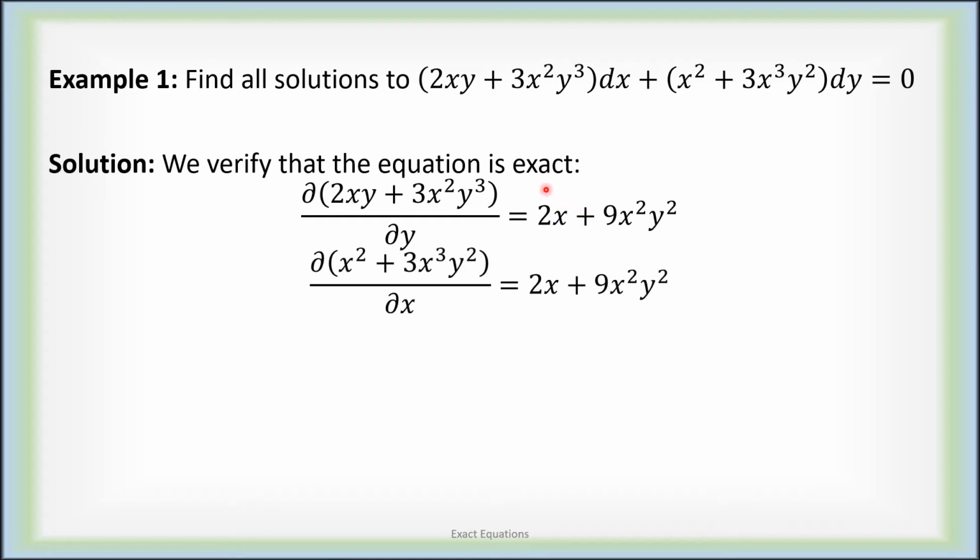But then I need to compare it to taking this other term, taking d by dx, so now pretend that y is a constant and take the x derivative. Well, the x derivative of x squared is 2x. The x derivative of 3x cubed y squared is 9x squared y squared. So those are exactly equal. So the equation is exact and we can proceed.